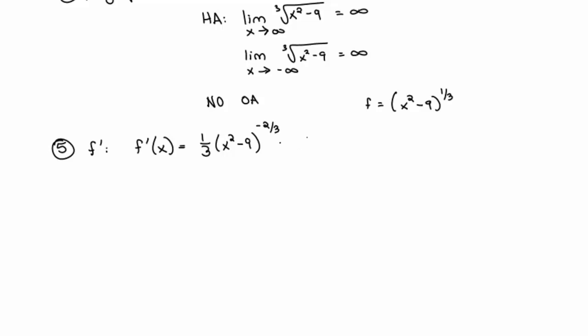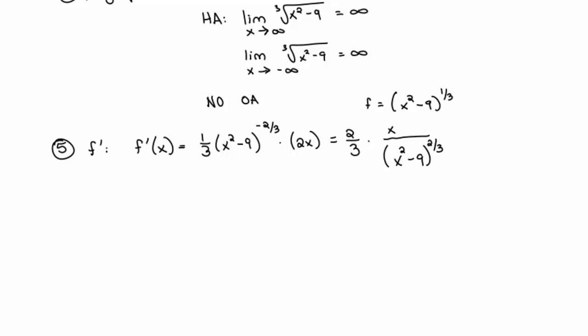And by the chain rule, hop inside and take the derivative of x squared minus 9, which is a 2x. And you should probably clean this up. If you do not, it will be pretty terrible. I'm going to go ahead and factor a 2/3 out of this whole expression, and I get x over, let's see, the 2/3 power of x squared minus 9.